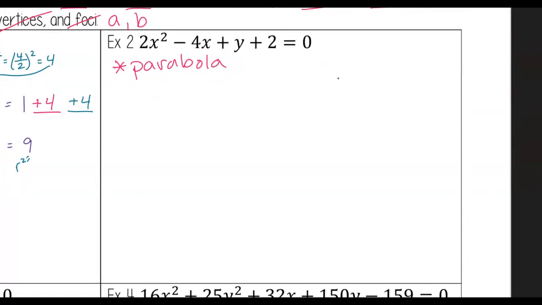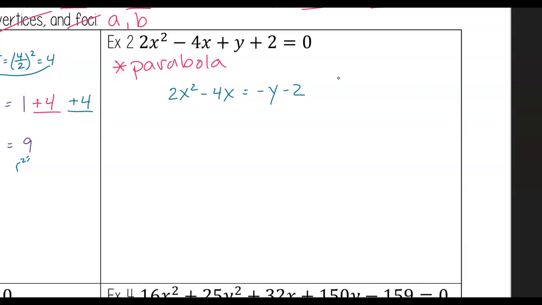Now it is easier in that we are only completing the square once, right? We're only completing the square for the squared term, which is our x's. So what I'm going to do is get the x's on one side and the non-squared term, the y, and the constant on the other side. Like so.